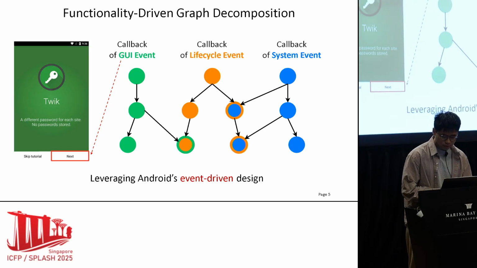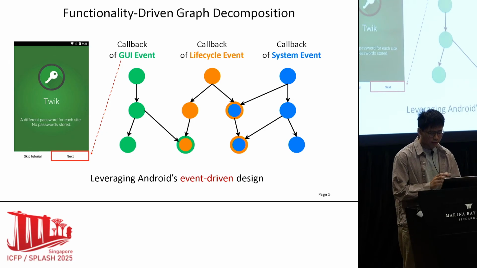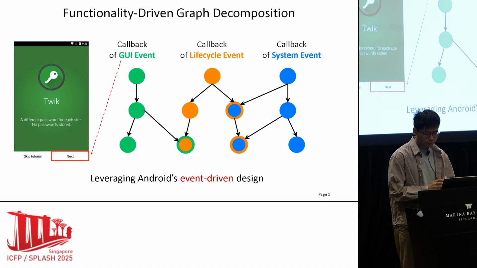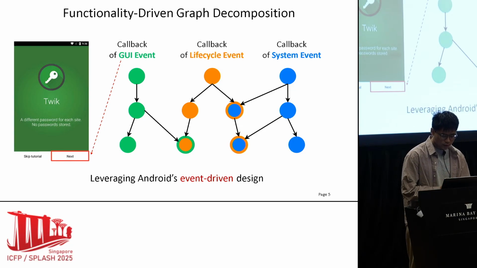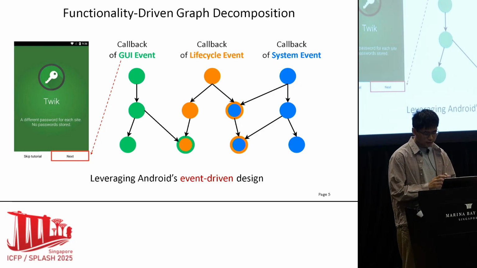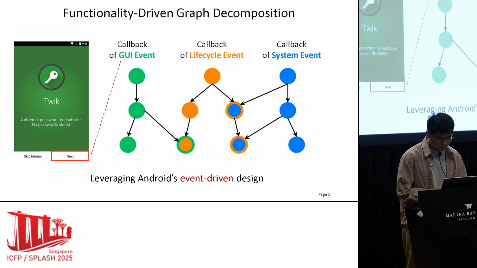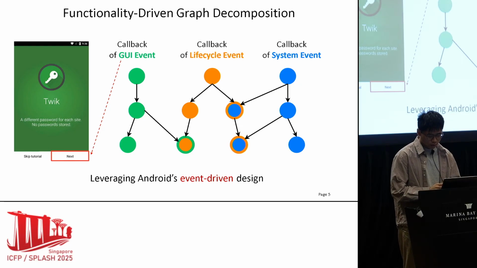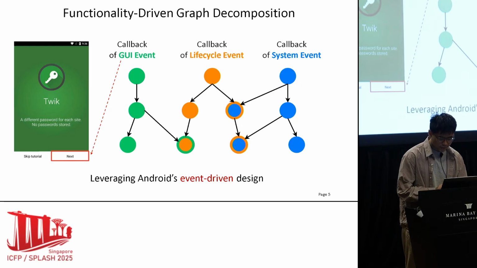Our solution to this scalability problem is to divide the whole call graph into small subgraphs, which we call functionality-driven graph composition. Here, we leverage the event-driven design of Android applications. In Android, a user clicks a button, the system sends a notification, or the component lifecycle state changes are all events. We treat the code that handles these events as distinct functionality units.